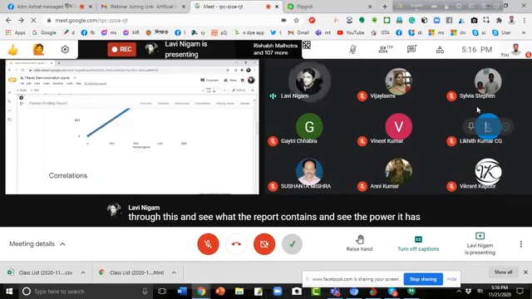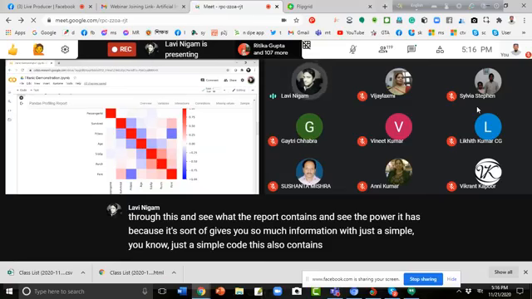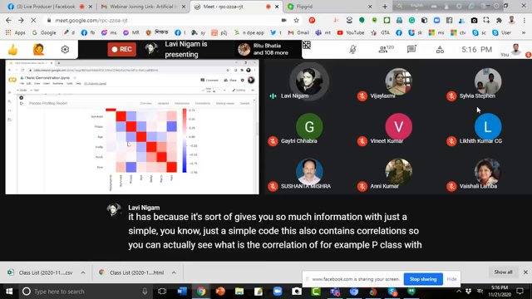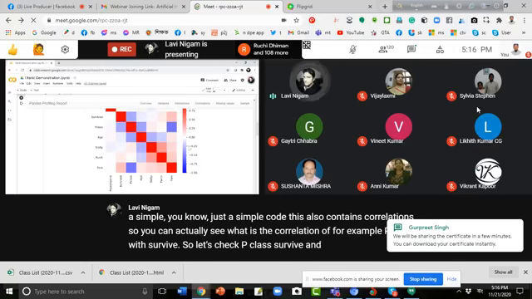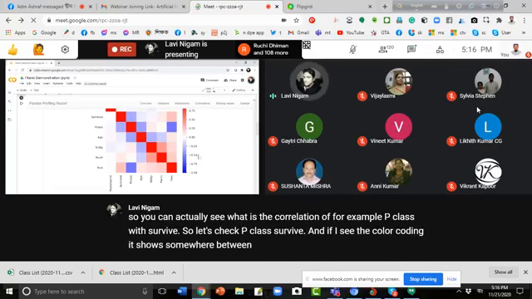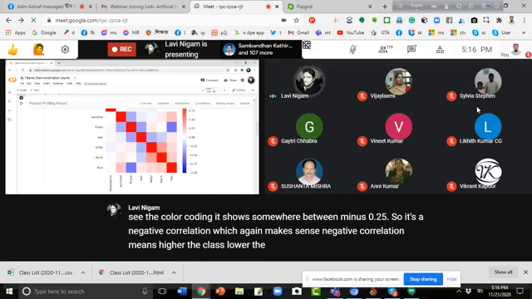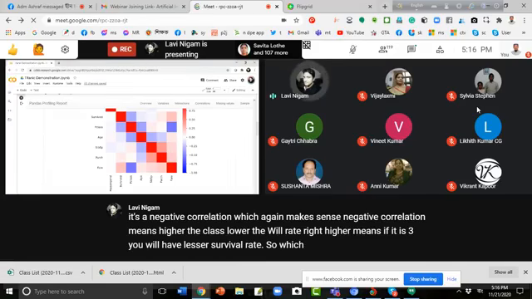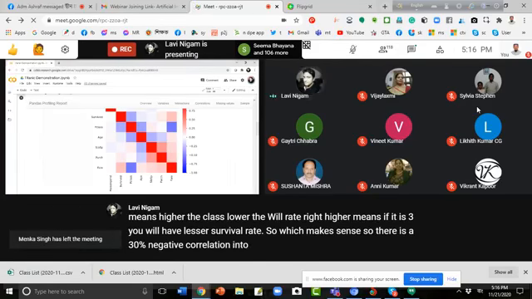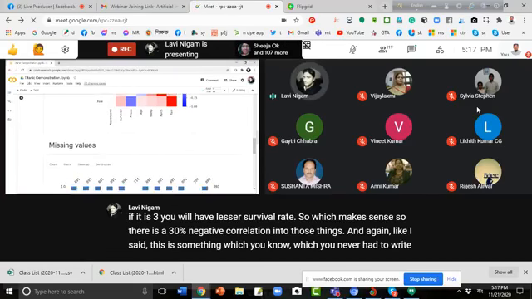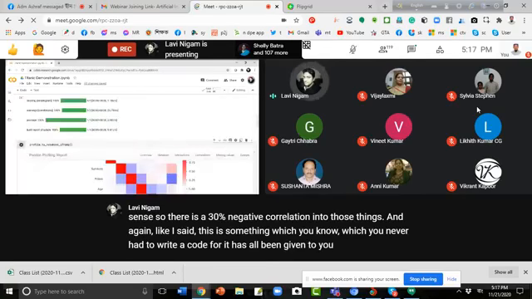code. This also contains correlations, so you can actually see the correlation of, for example, Pclass with survived. So let's check Pclass and survived. If I see the color coding, it shows somewhere around minus 0.25. So it's a negative correlation, which again makes sense. Negative correlation means the higher the class number, the lower the survival rate. If it is 3, you will have a lesser survival rate. So which makes sense. There's about a 30% negative correlation there. And again, like I said, this is something you never had to write code for. It has all been given to you just by writing a single line of code.